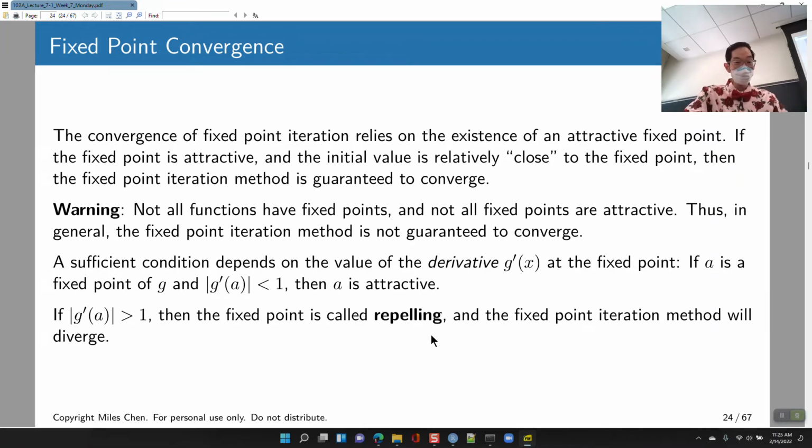One condition is that if the derivative of g, that is g prime of x at the fixed point, has absolute value less than 1, then it's going to be an attractive fixed point. If the derivative at a is greater than 1, even though it's a fixed point, it's a repelling fixed point. And the fixed point iteration method will end up diverging.